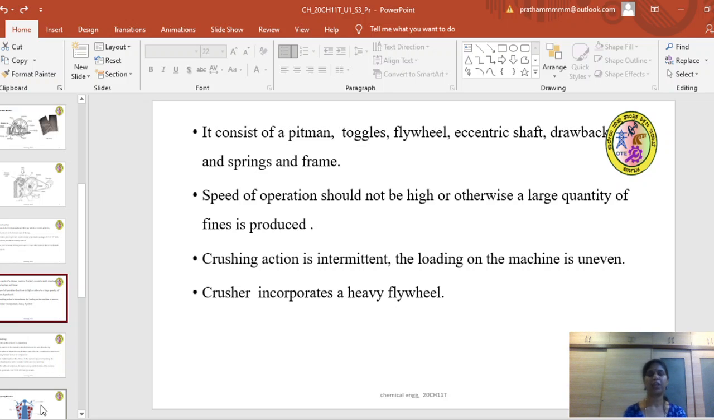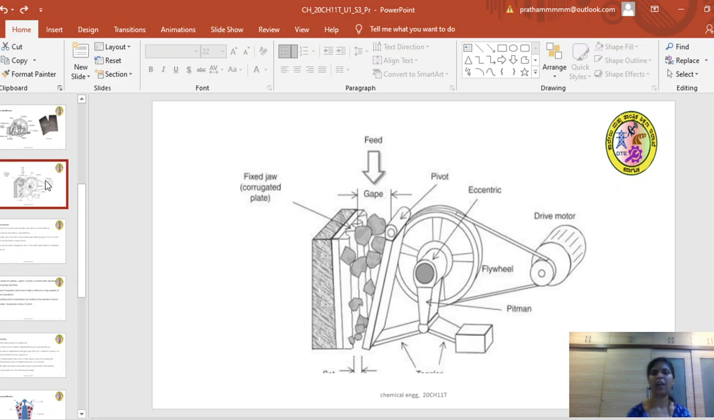The speed of operation during the crushing process should be neither too high nor too low. Otherwise a large quantity of fines will be produced. The crushing action is intermittent and the loading of the machine is uneven, so it incorporates a high flywheel.